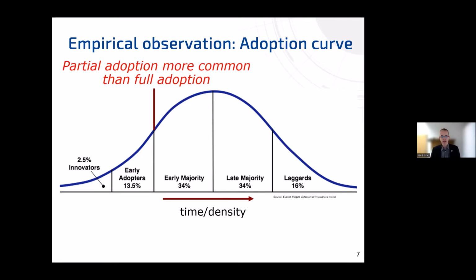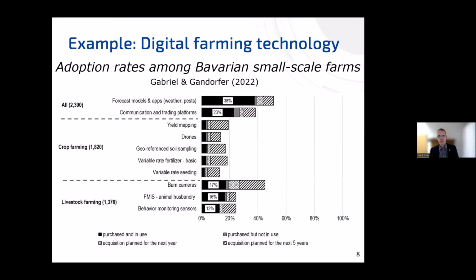So the million-dollar question is, why is that? Does that have to do just with the fact that some are slower, or does it have other reasons? Here's an example from a study that looked at adoption rates of digital farming technologies. They looked at many more technologies, but I had to stuff it all into one slide, so I just show you some of them.